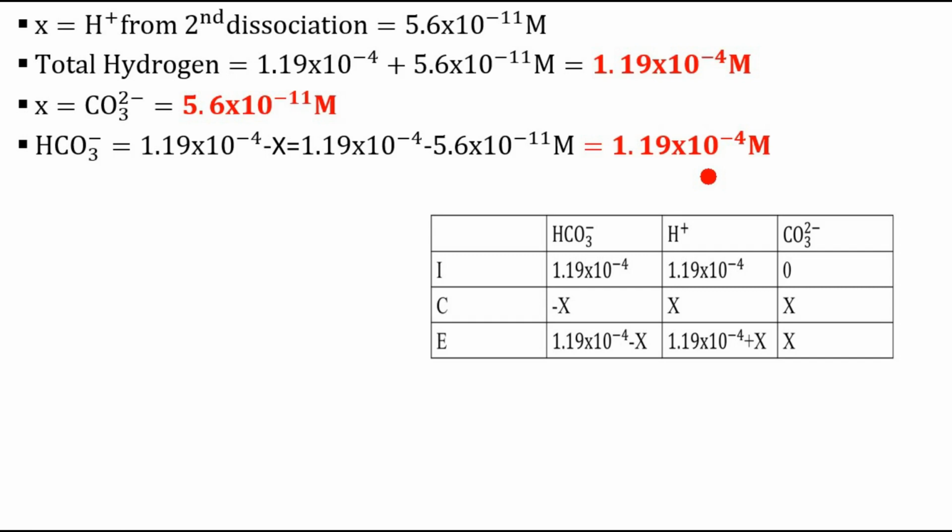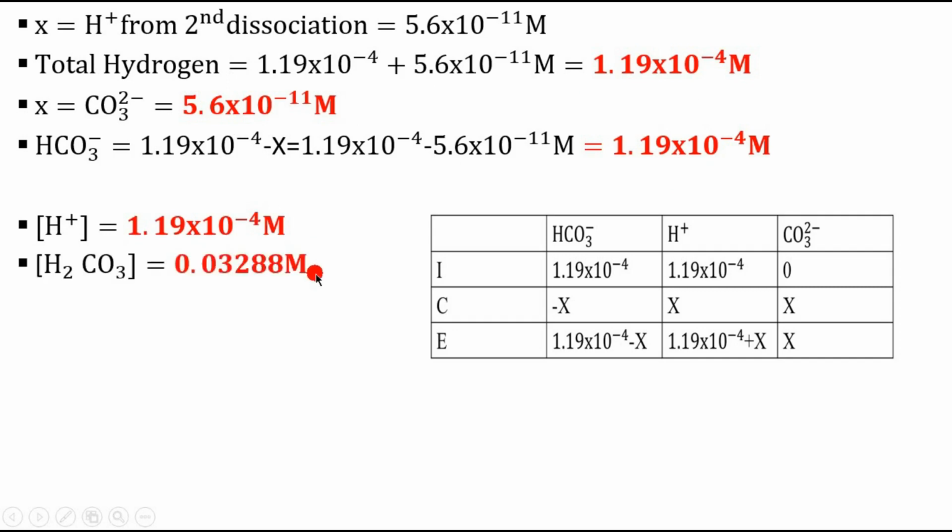That means at the end you have all the species: the hydrogen, which is equal to this one, the carbonate, which is equal to this one, the bicarbonate, which is equal to this one, and also the H plus equal to this one. We can also determine even the hydroxide, and you also have 0.03288 molar of bicarbonic acid, which remains undissociated at equilibrium. And this one we have seen in the first dissociation; that will not change. So these are the values that we will have for this question.